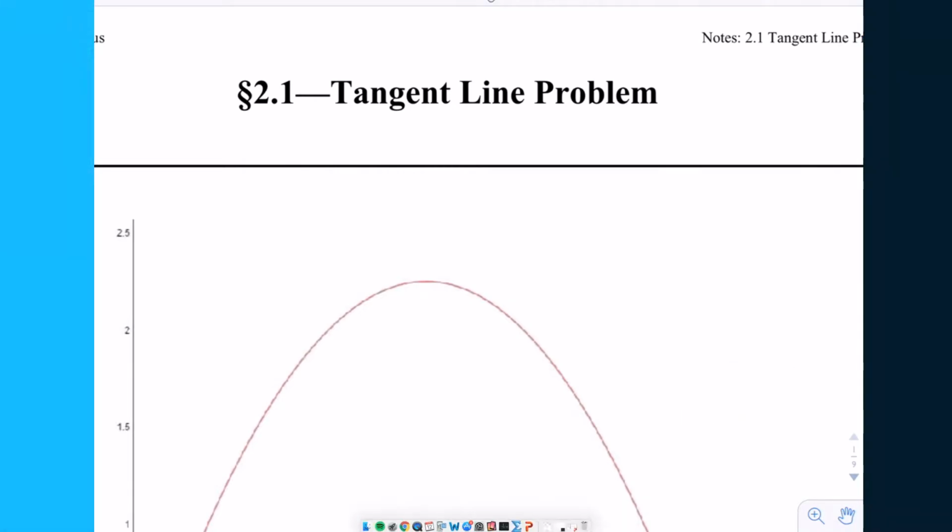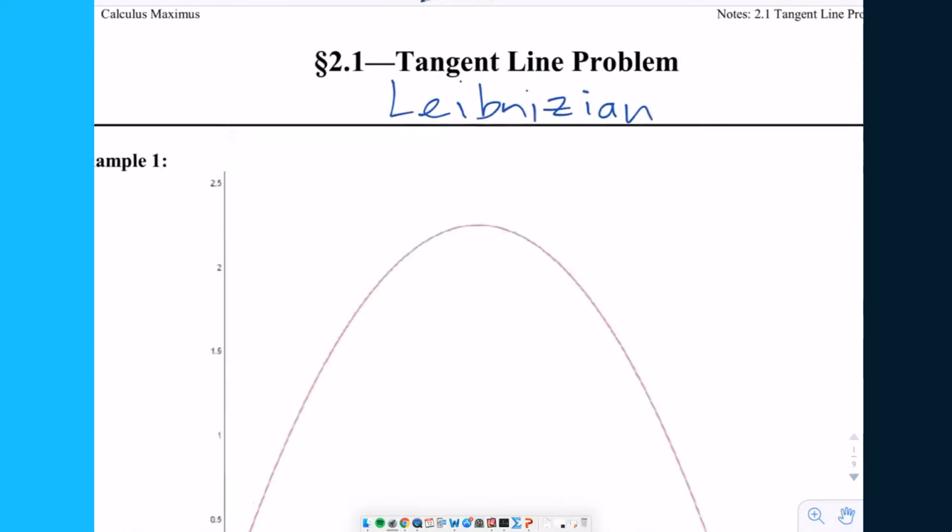All right, so again, section 2.1, the tangent line problem. One of the motivational problems for the discovery of calculus, and primarily the Leibnizian perspective. That's a good word, Leibnizian perspective.